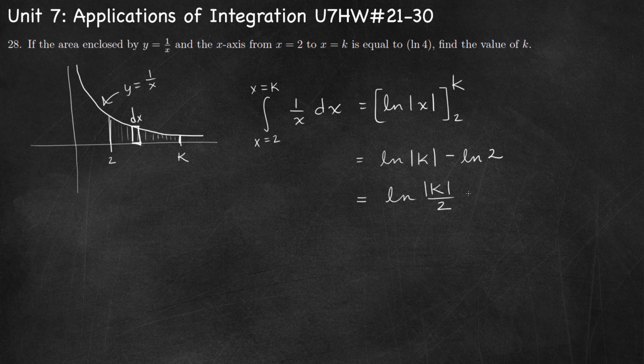And we know that that is equal to the natural log of 4. So now we have absolute value of k over 2 equals 4, which means the absolute value of k is equal to 8, which means k is equal to plus or minus 8. Now in our picture, we put k to the right of 2, since it told us to go from 2 to k. I guess we're making the assumption that k is larger than 2, in which case we would say k is 8.